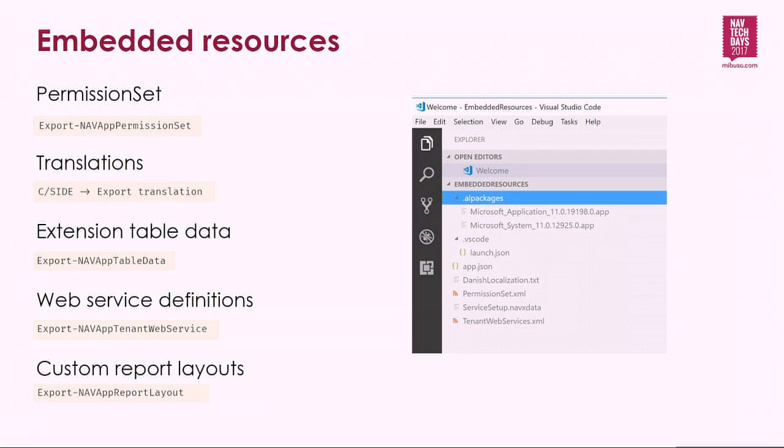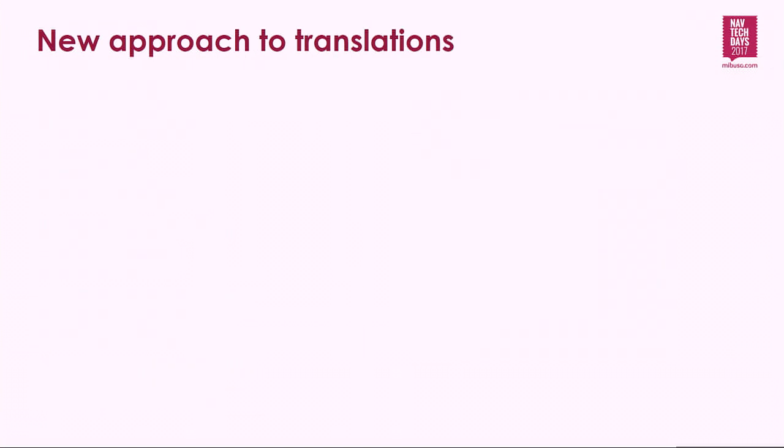And as you can see on the screenshot here, we have Danish localization TXT, permission set XML, tenant web services XML, and some service setup data. But as you can see, for translations, it's not a PowerShell commandlet, it's still a C-side command. So how does that fit into the new development tools? It really doesn't. And the only reason we have to use C-side is that translations are part of the source code in the base application. So can we solve that actually in Extensions v2?